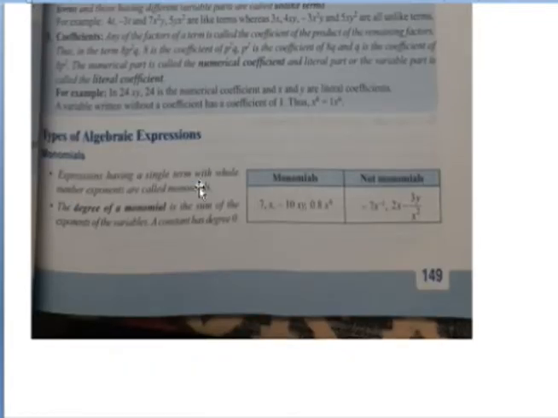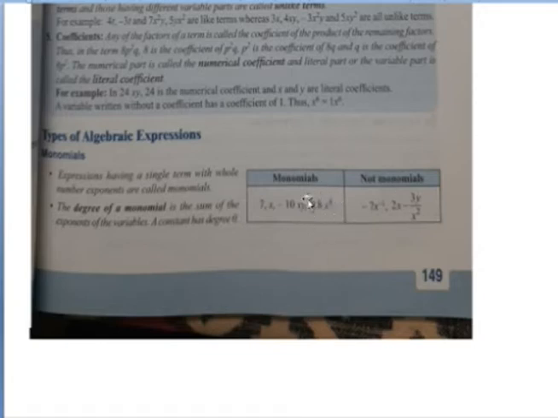Types of algebraic expressions. Expressions having a single term with whole number exponents are called monomials. Mono means one. So monomial is where only one term is available. Like here 7 is a monomial, x is only one term, minus xy is only one term, 0.8x to the power 4, 8x to the power 4 is one term.